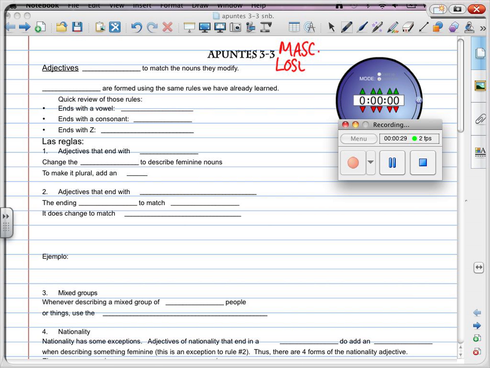O, or, in. And for feminine, we had a handful of endings, didn't we? We sure did. For feminine, the big one was A, and then we had sión, and we had dad, and we had ud, and we had umbre. Vaya. Let's move on.